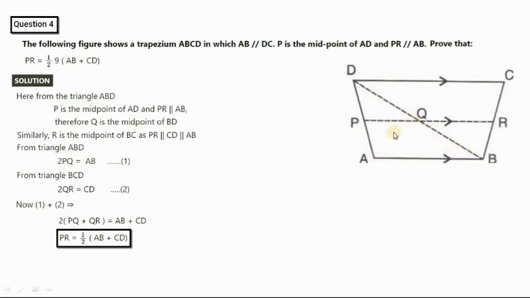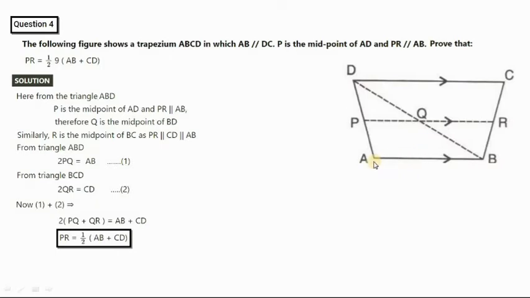So that's why, using converse of midpoint theorem. See, here only one of the midpoints is given, and it is said that this is parallel to this side. So that's why using converse of midpoint theorem, I can say that Q is the midpoint of BD, isn't it? So that's what is written here. So from triangle ABD, P is the midpoint of AD and PR is parallel to AB, right? So that's why Q will be the midpoint of BD using converse of midpoint theorem. Alright, so similarly if I see this triangle BCD, this Q is the midpoint of BD and this QR is parallel to CD, isn't it?